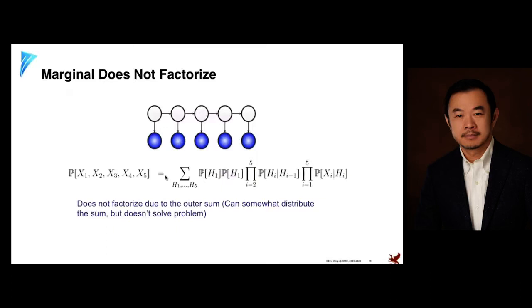And mathematically, why is that the case? Because integrating all the hidden variables really means a summation over this factored distribution. And after the outer sum, the whole subject cannot be further factorized. Therefore, you get the clique.